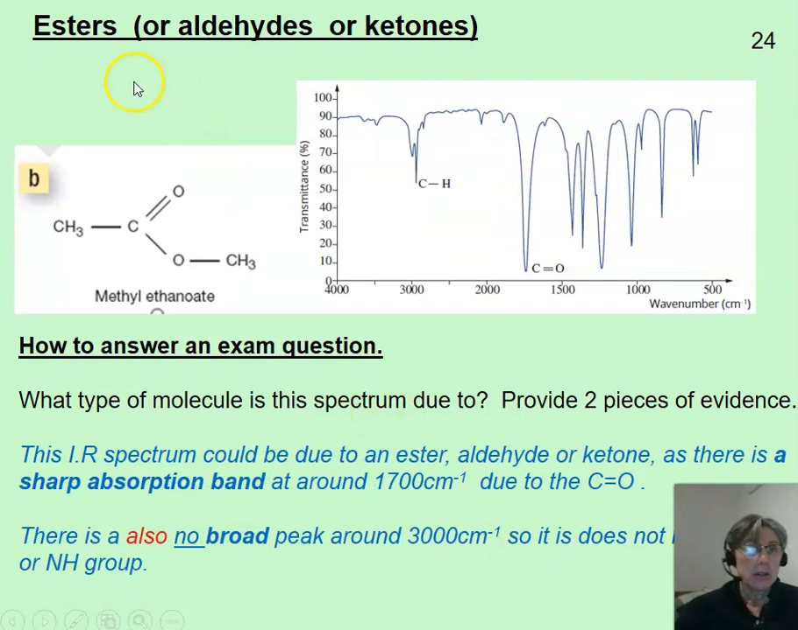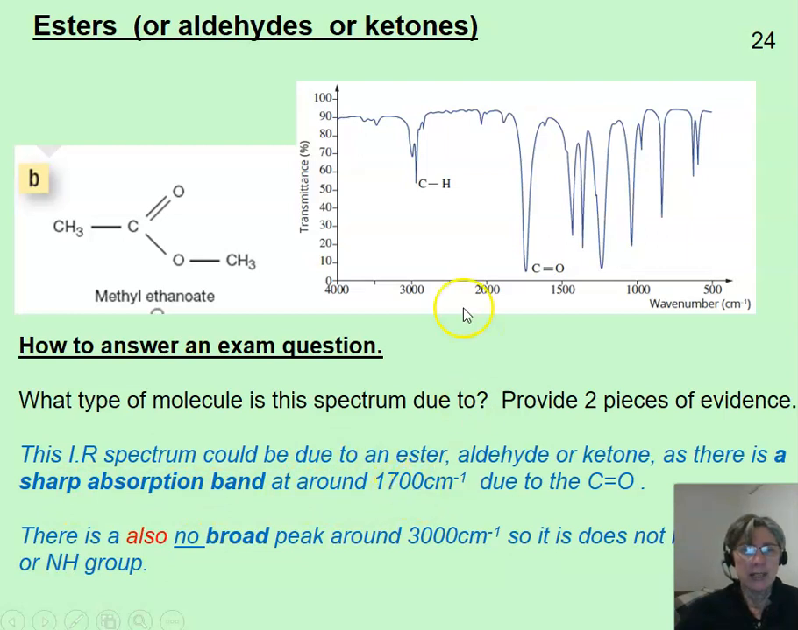Okay, so esters, aldehydes, or ketones have just got this. This is an ester. So this is the particular one around 1700. What type of molecule is spectrum 2? Provide two pieces of evidence. It could be due to an ester, aldehyde, or ketone because they all have a carbonyl, as there is an absorption band at around 1700.